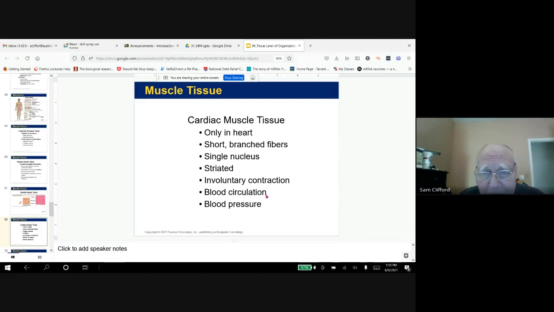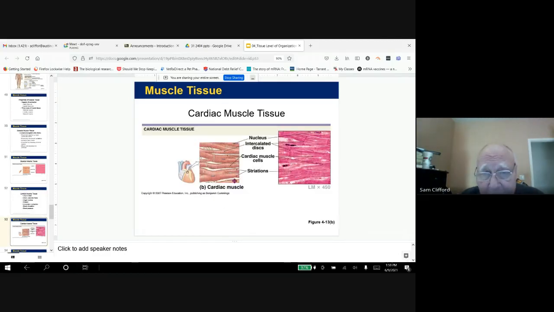And cardiac muscle tissue is long fibers, but they're branched. They have a single nucleus. They have this striped appearance. They're involuntary. And cardiac muscle is going to push blood around the body and maintain blood pressure. So you can see that there are long fibers, but the big difference is that they are branched and they have many fewer nuclei than skeletal muscle. The striations are there, giving these cross markings that indicate the function of the columns of long fibers.